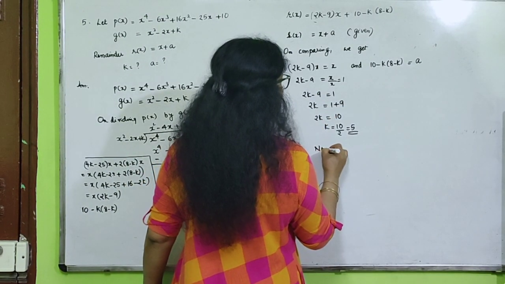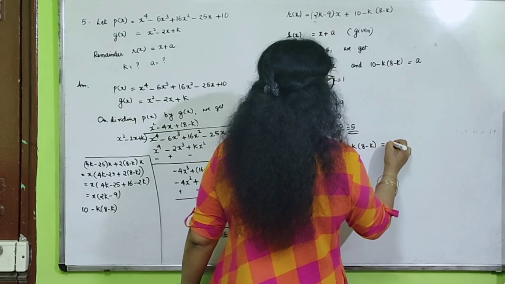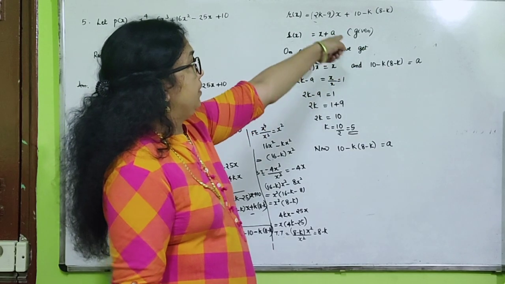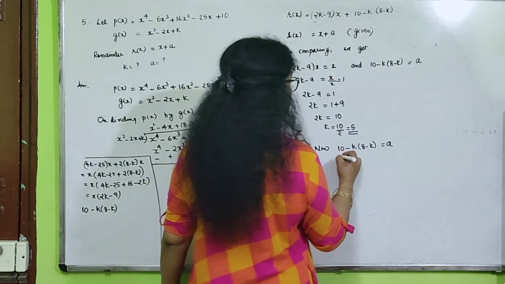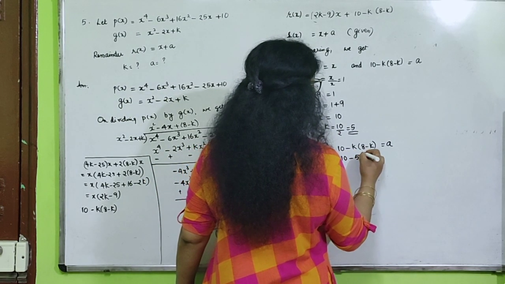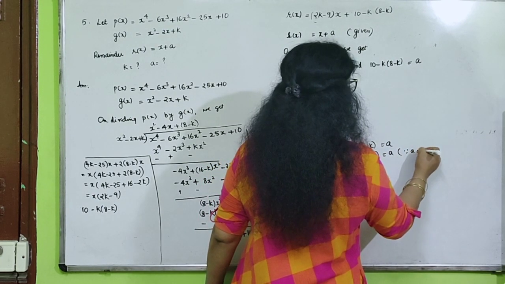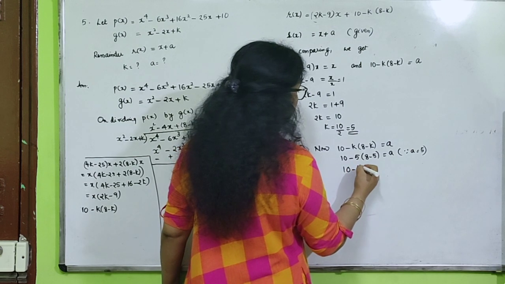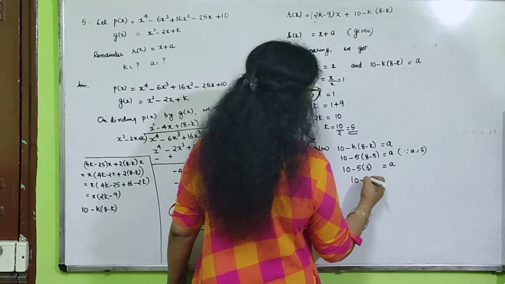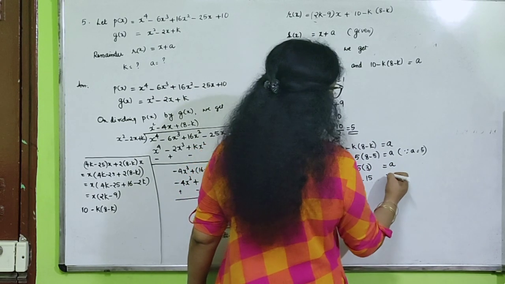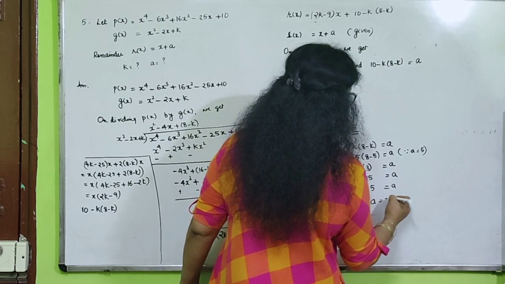Now (10 minus k) into (8 minus k) equal to a. On comparison we got a's value as that constant. Now substitute the value of k. So 10 minus k's value, which is 5, and 8 minus 5. So 10 minus 5 is 5, and 8 minus 5 is 3. 5 threes are 15, so a equal to minus 15. Therefore a equal to minus 15.